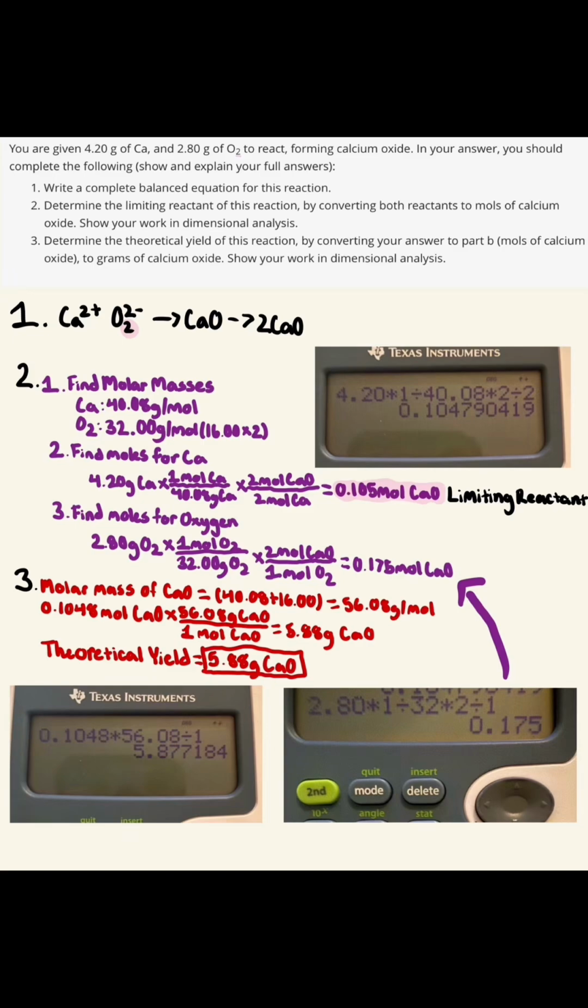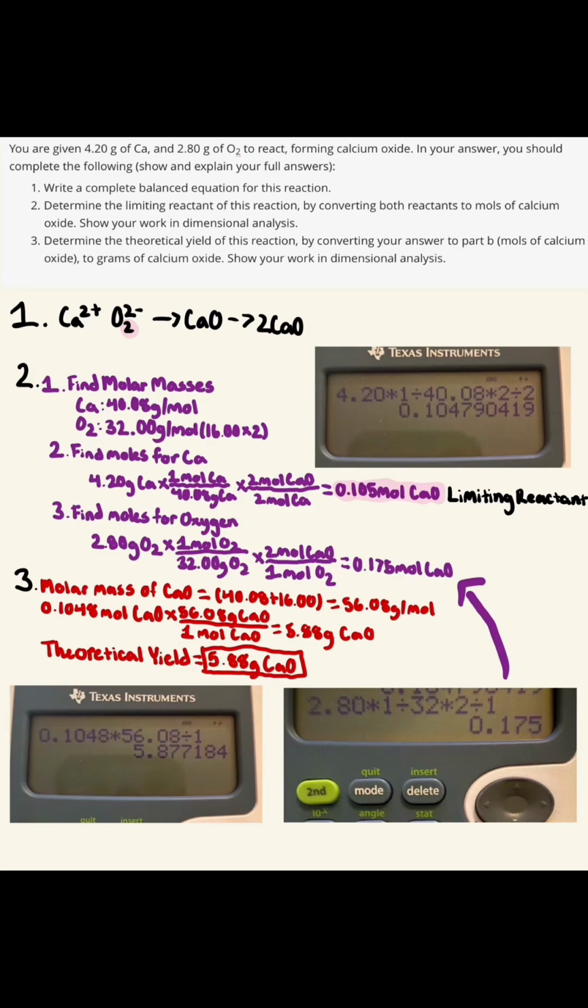And then because this amount is bigger than the amount I had when I did the calculations through calcium, that amount is going to be the limiting reactant, that amount of 0.105 moles of calcium oxide. And then for number 3, where I'm asked to find the theoretical yield, first I found the molar mass of calcium oxide by taking 40.08 and adding it with 16, which gave me 56.08 grams a mole.